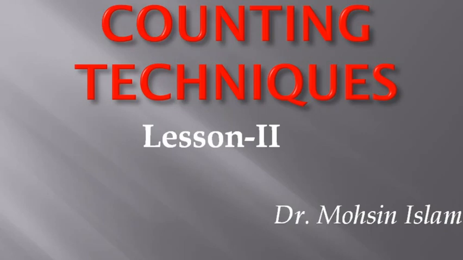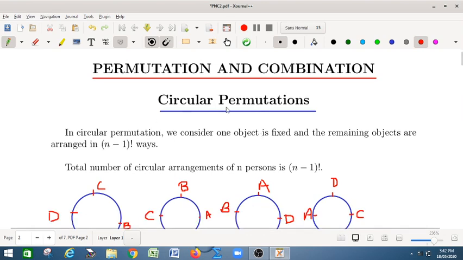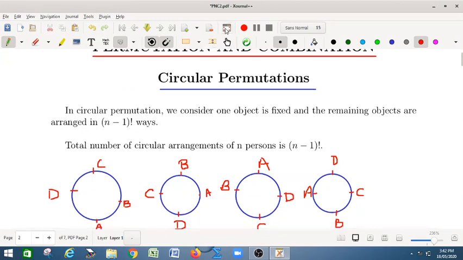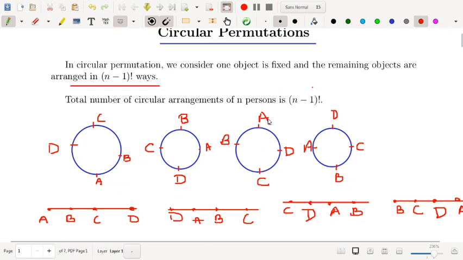So what about circular permutations? What do you mean by circular permutations? In circular permutations, we consider one object fixed and the remaining objects are arranged in factorial n minus 1 ways. So what is the logic behind that? In case of circular arrangement of n persons, the result is factorial n minus 1. Let's see with some examples the basic concept.